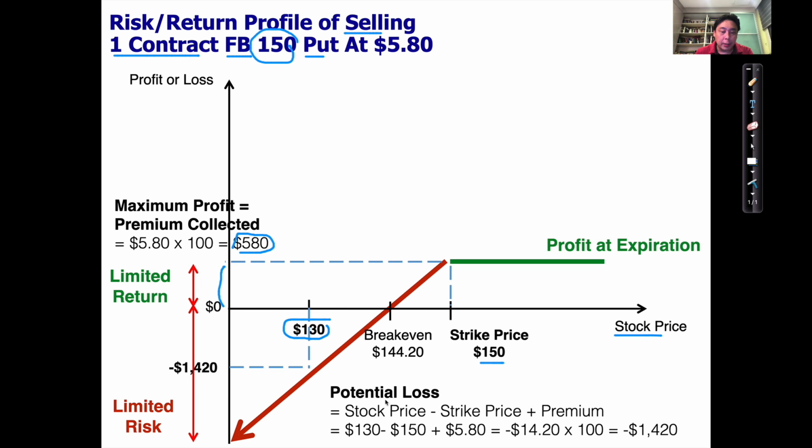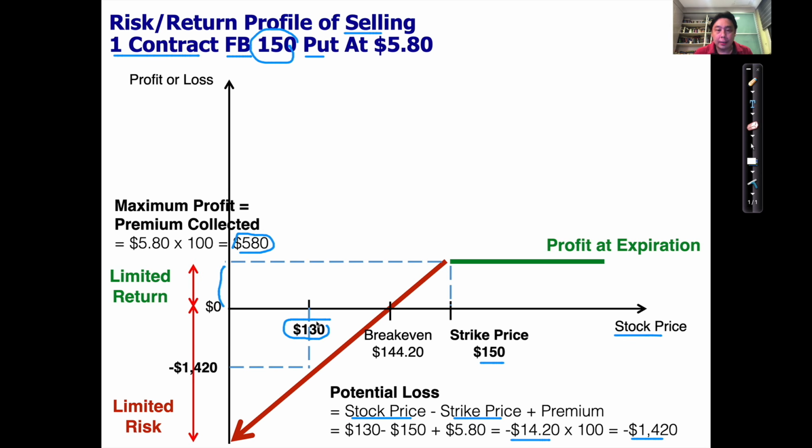lose? You will lose the stock price, which is 130, minus the strike price, because you buy it at 150, you sell it at 130, okay? And again, you lose $20, but you keep the premium of 580. So again, net loss would be 1420.